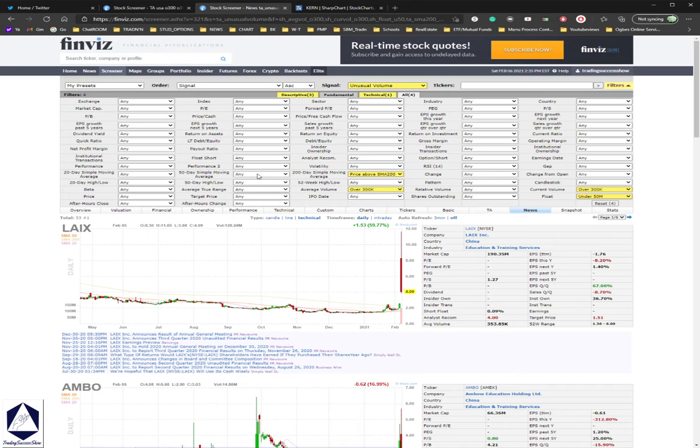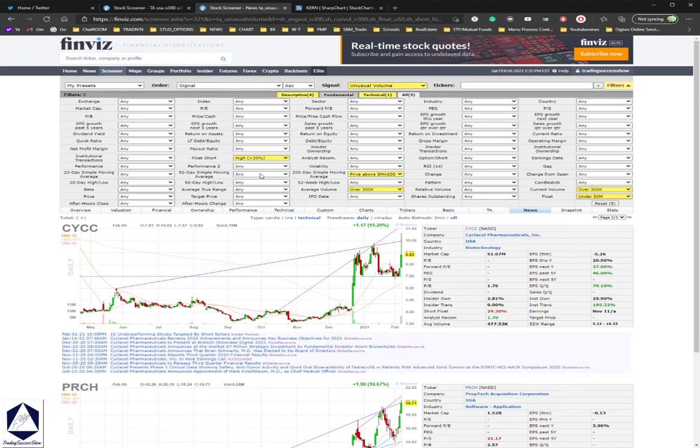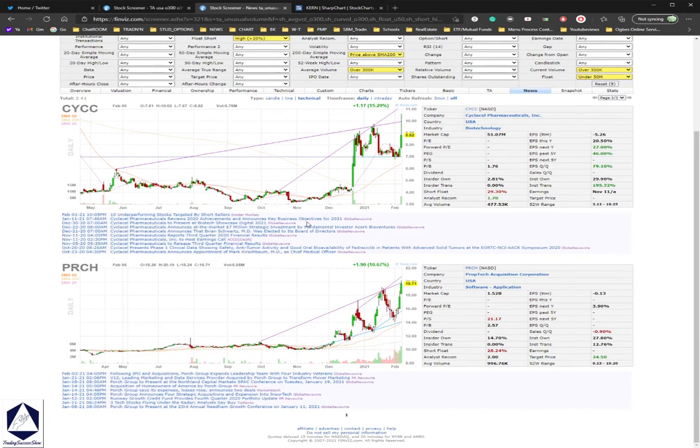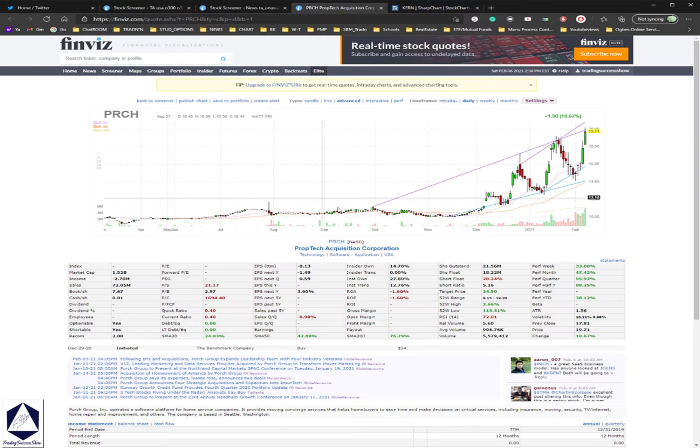Right here, I like to have it higher, above 20%. So now we only have two, which are CYCC and PROCH. If you look, the candles are really huge. That gives you an indication that the float is very small, and the percentage of shorts is very high. Look at the consolidation from the left to the right, and boom, the stock just took off. So the short float is 28%, and we have 18 million shares of float.